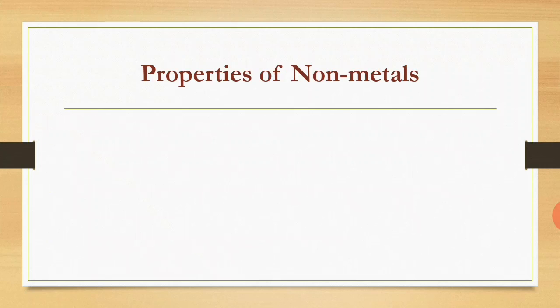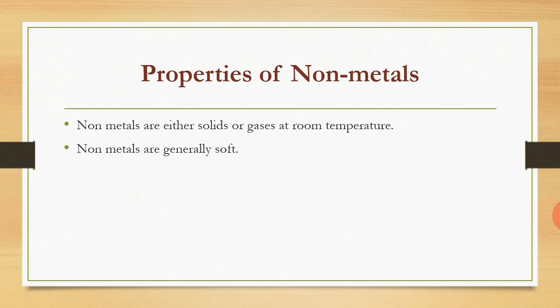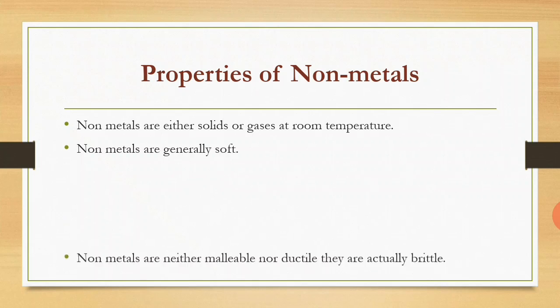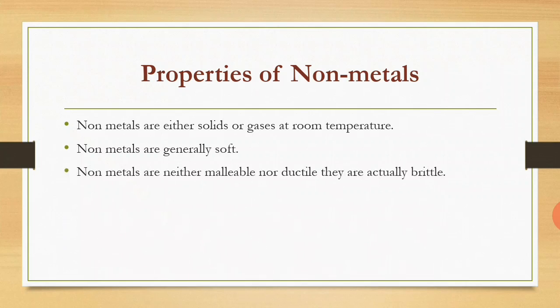So let us discuss the properties of the non-metals. The non-metal properties are purely opposite to the metals. Non-metals are either solids or gases at room temperature. Non-metals are generally very soft. Non-metals are neither malleable nor ductile, but they are actually brittle in nature. Except graphite and iodine, non-metals do not have luster.